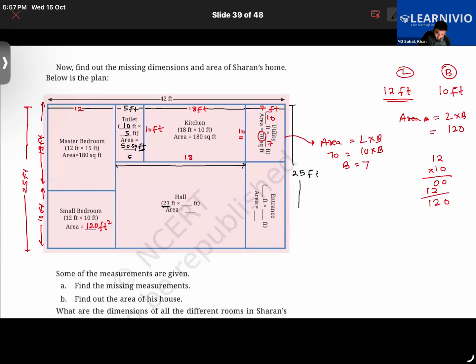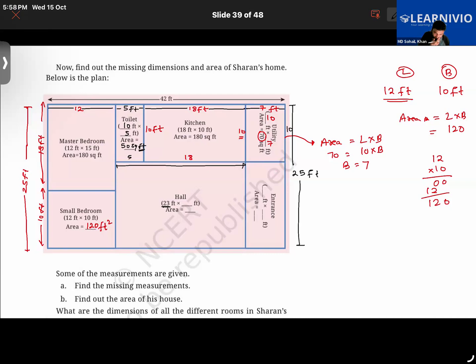I am saying that this entire breadth given is 25 feet, and this much height is also given. This much side is also given. The length of this side is the same as 10 here. So that is 10.